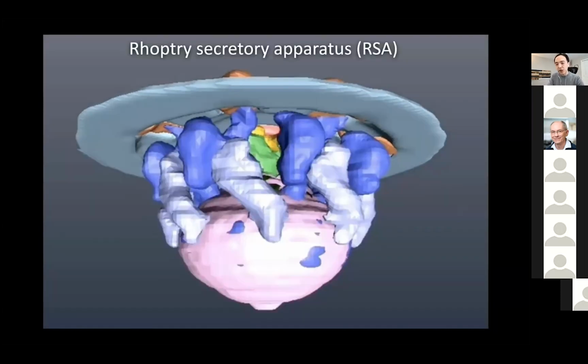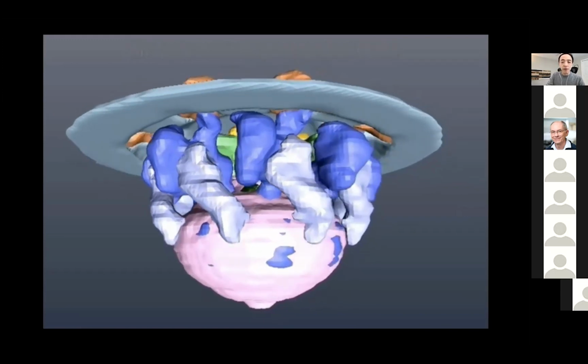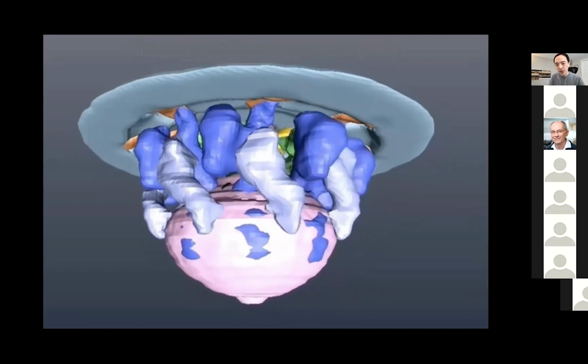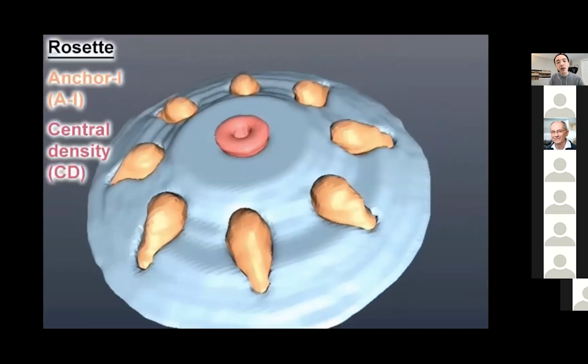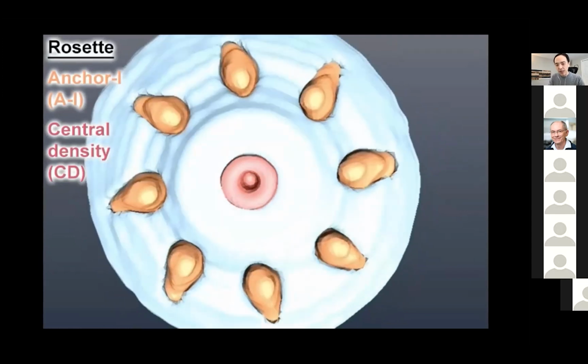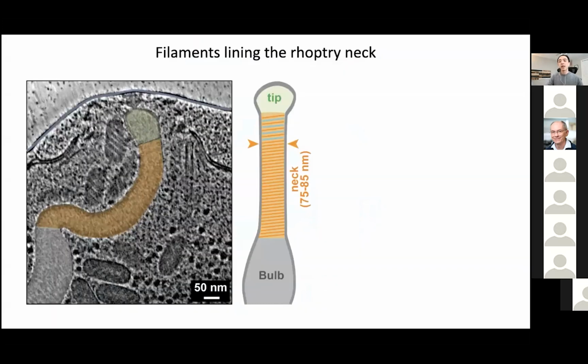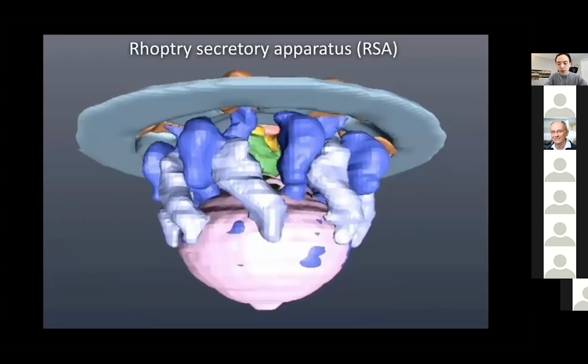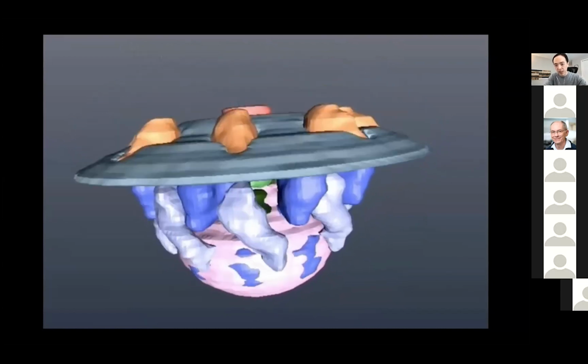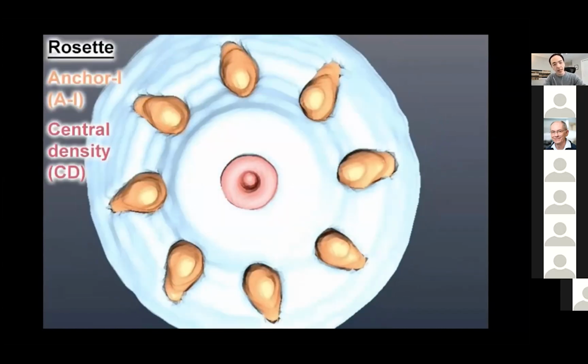And because of the location and structure and some additional information I will show later in my talk, we decided to name this entire assembly rhoptry secretory apparatus, RSA. Okay. And if we rotate the sample and look from the surface on the cell, we can see a rosette-like arrangement of densities. In the center, there is a channel-like density in the membrane surrounded by 8 anchors, like petals. So those are likely the first line of interaction between the rhoptry secretion system and their host.